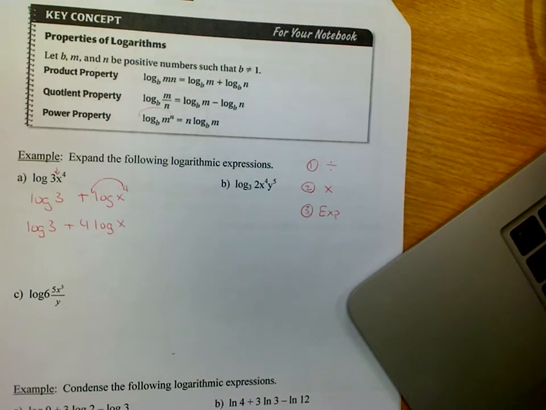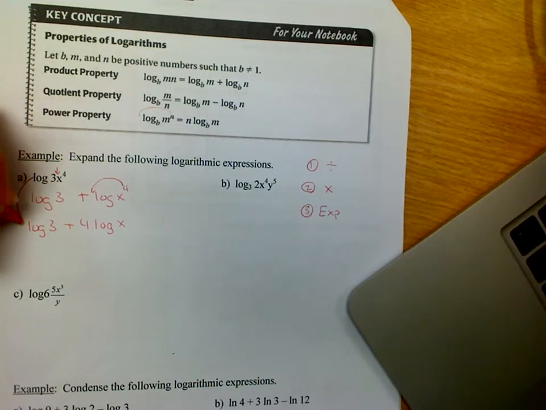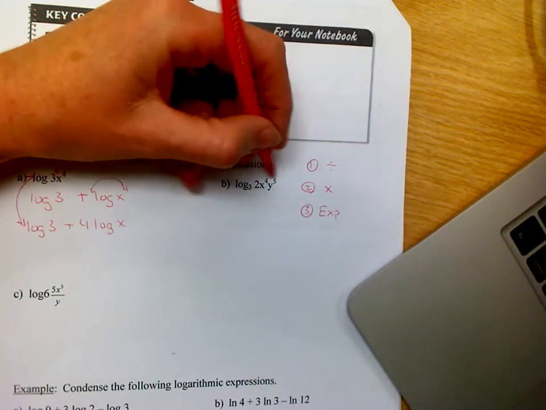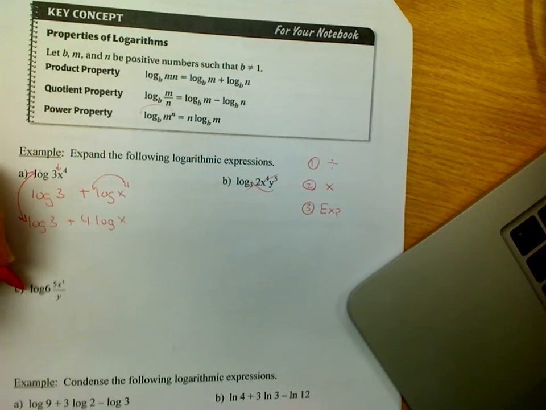Okay, now keep in mind, we are not solving anything, we are rewriting. This and this really represent the same value. This is the condensed version, this is the expanded version. We're just rewriting. Okay? If you look at example B, we'll skip example B, it's very similar. Let's go down to example C.